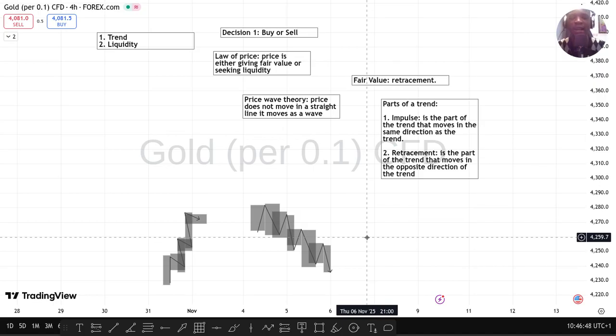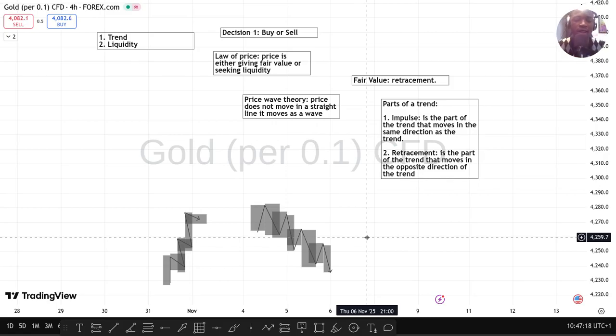Our job is to analyze and see who is the leader, the buyers or the sellers, and then join the buyers in buying or join the sellers in selling, depending on who is leading the market, right? And so what this means in more technical terms is that as traders, we are tasked with trading the impulse moves. Our job is to find the impulse move and join that impulse move, right?